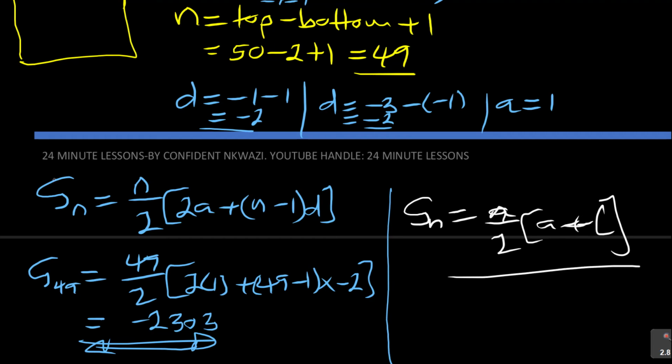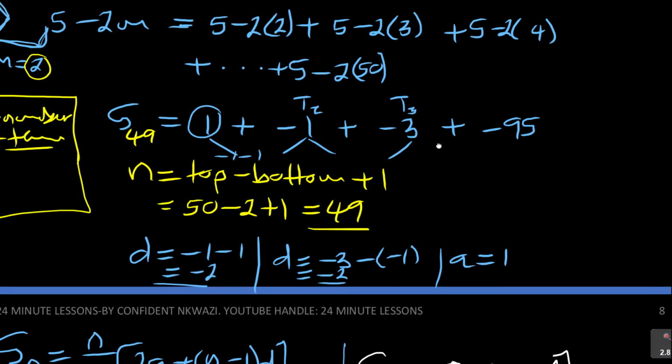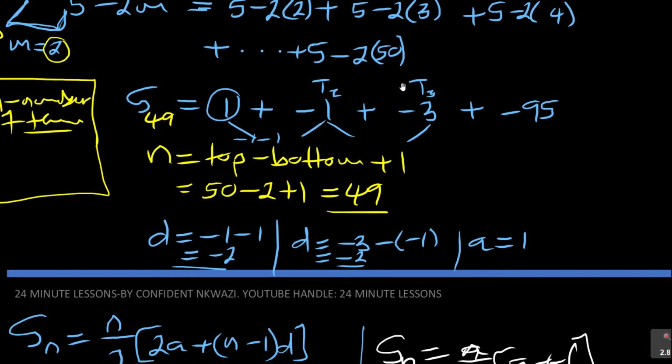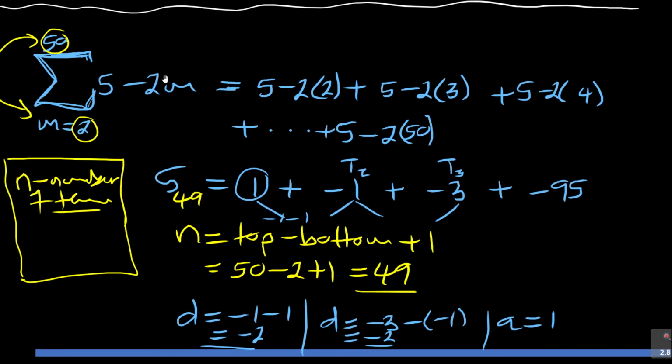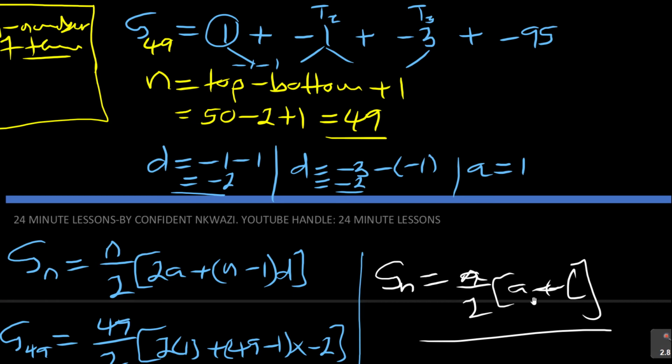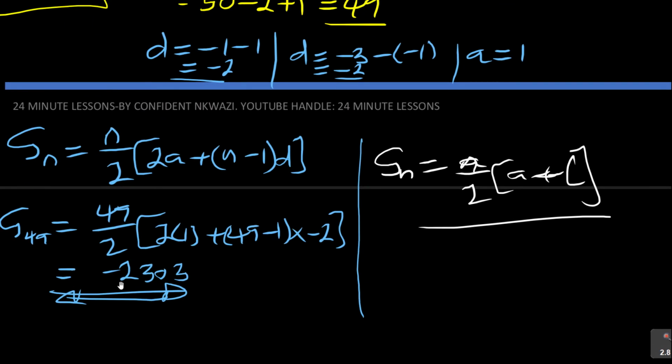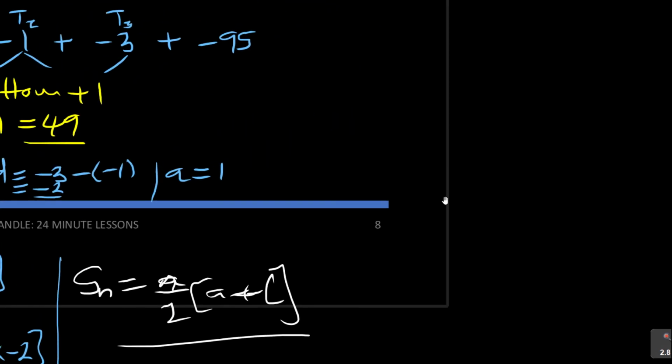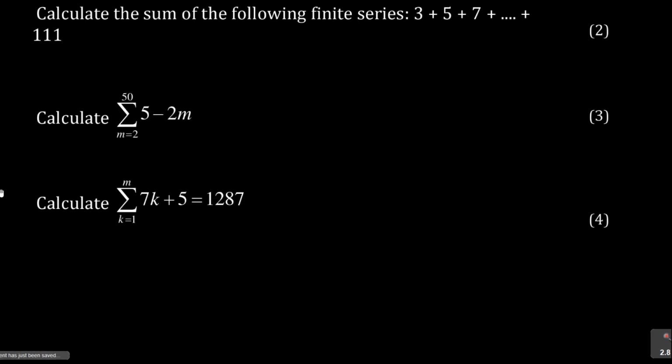Now the last term, already you know the last term. What is the last term here? You will know the last term. We did find this one: 5 minus 2 times 50. It is the last term, which is minus 95. So you put it there. Put the first term. Check if you're getting the same answer. Alright, now with that, let's go to the next one.